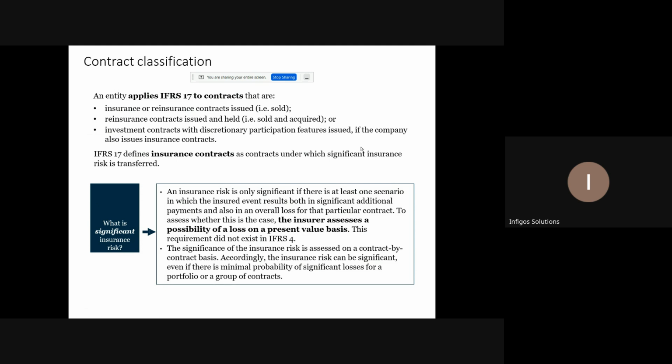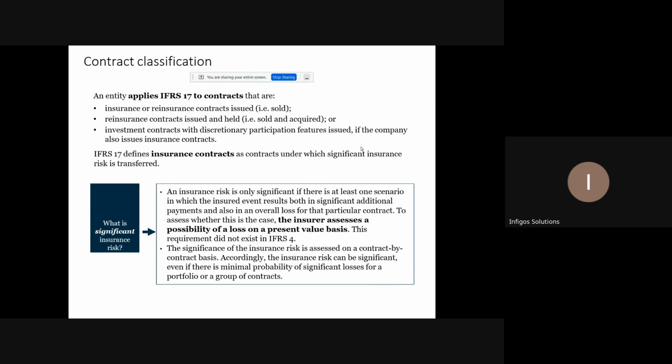So the scope is with the insurance contract, reinsurance contract, reinsurance contract issued and held, sold and acquired, and insurance contract with the participation feature, where you have basically unit linked service, where you take the money from the customer and you provide insurance service, plus you invest his money into the stock or mutual funds and basically give some return to the customer on a regular basis, and you charge annual maintenance fee. So those are the kind of insurance contract which are in the scope.